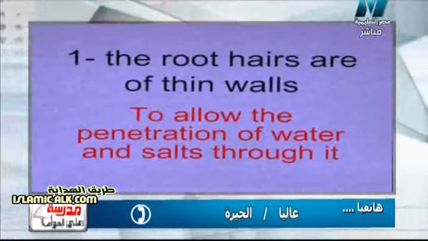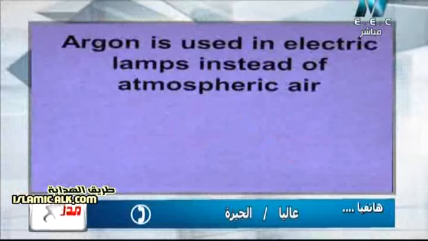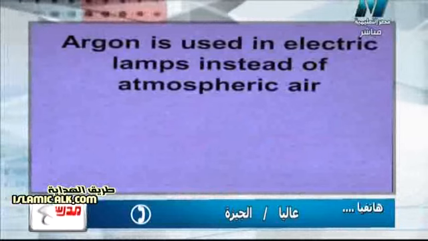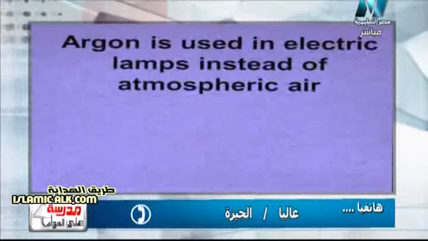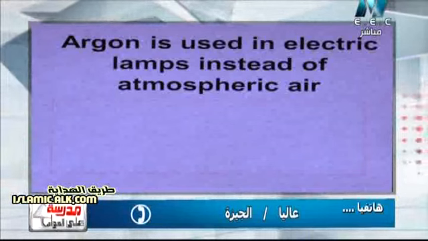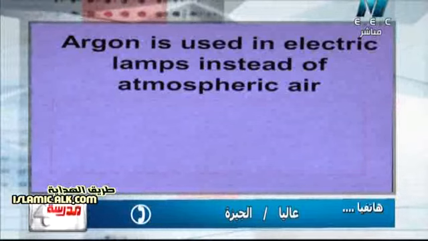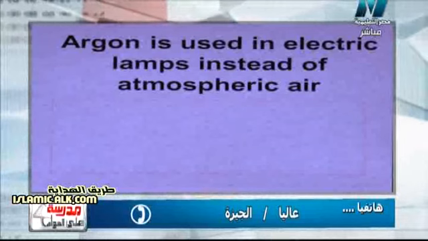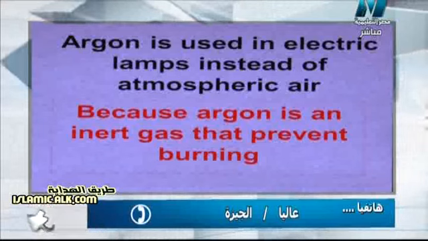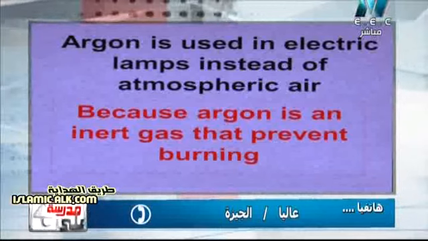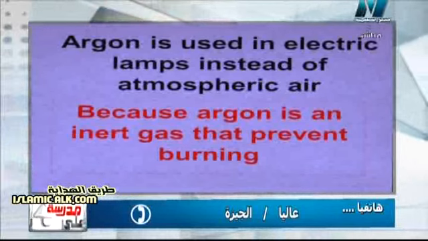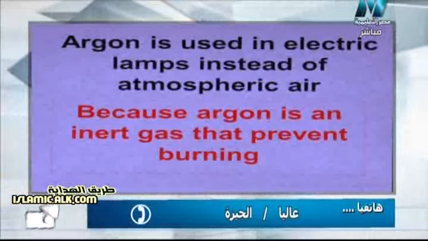Another question for you, Alia. Argon is used in electric lamps instead of atmospheric air. That's a give reason question again. Give reason: we use argon in electric lamps instead of atmospheric air. To protect the filament from burning and increase its lifetime. Okay, Alia, your answer is correct also. Again, because argon is an inert gas that prevents burning.